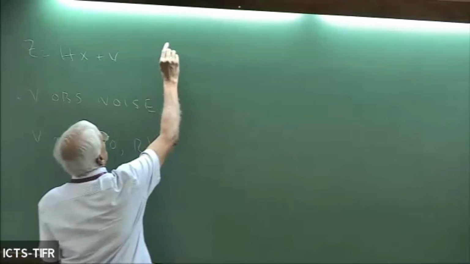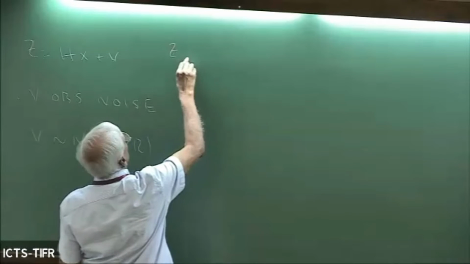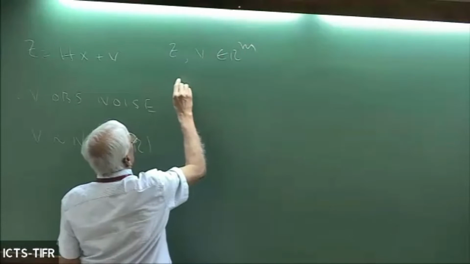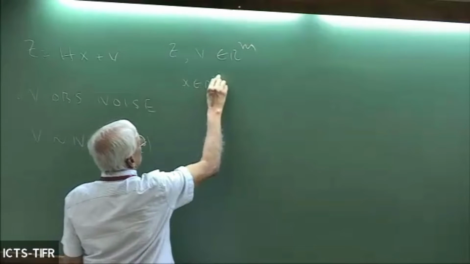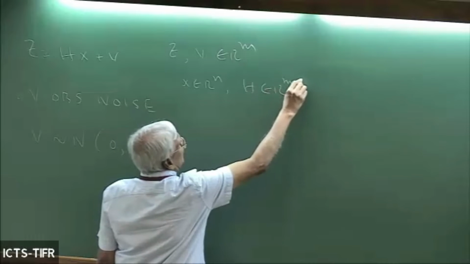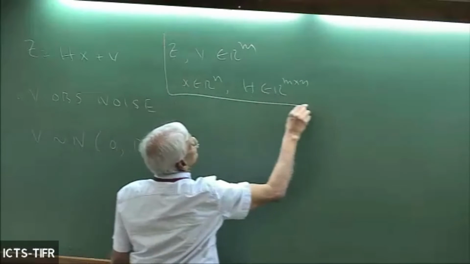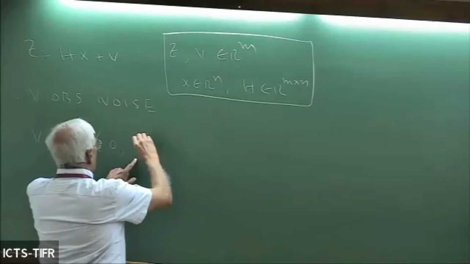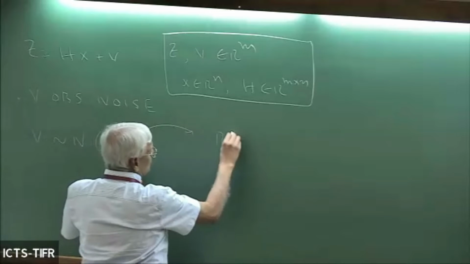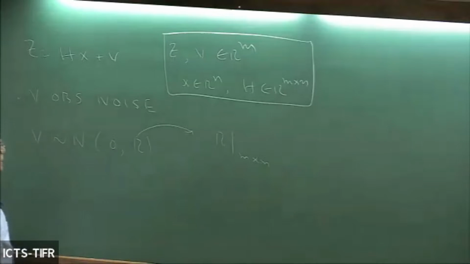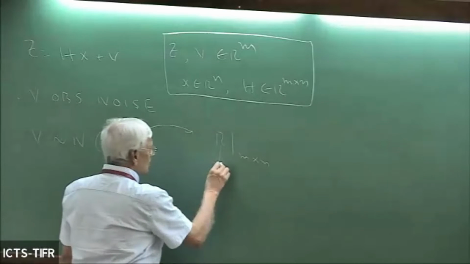Here, I want you to remember z and v belong to R^m, x belongs to R^n, H belongs to R^(m by n). And this matrix R is an m by m matrix. It's an m by m matrix. This is called the covariance matrix.